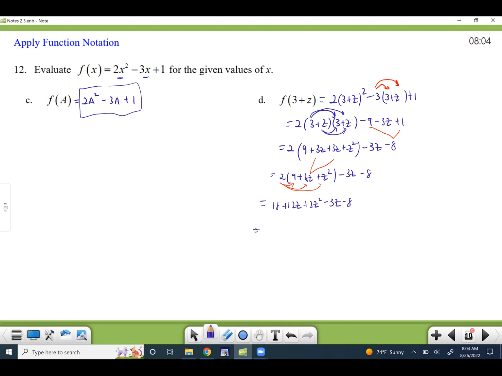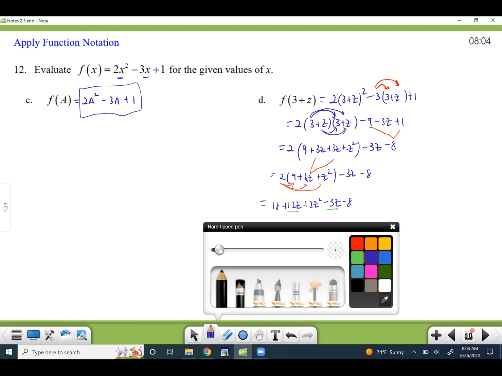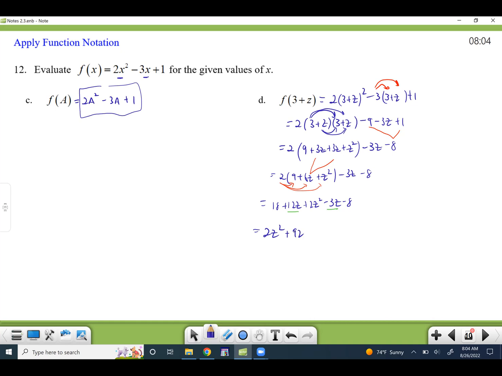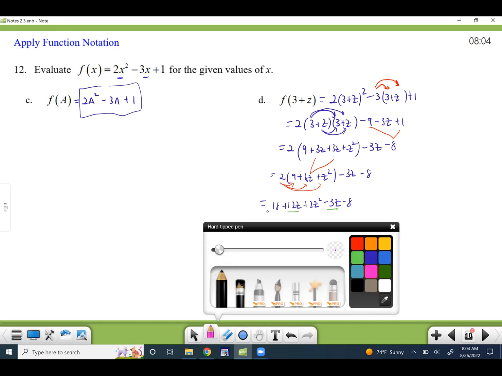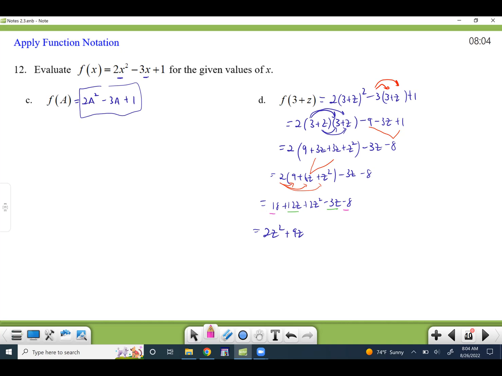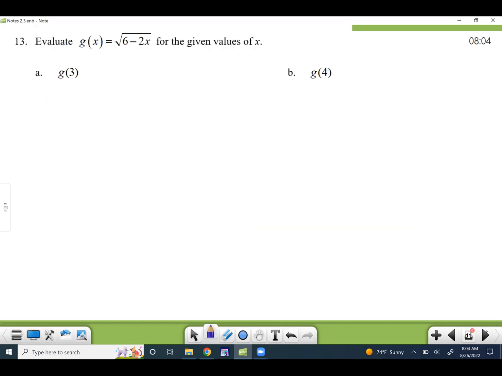I'm going to put it in descending order because I know that's how a multiple choice test would have it. And you guys do have some multiple choice tests. Okay. So the 2z squared is the highest exponent. Then I'm going to go ahead and group together 12z and -3z to get me 9z. And then we will group together the 18 and the -8, which should get us 10. Okay. And that's as simplified as this can get. Remember, don't set it equal to 0 and solve it. That is what f of 3 plus z is.